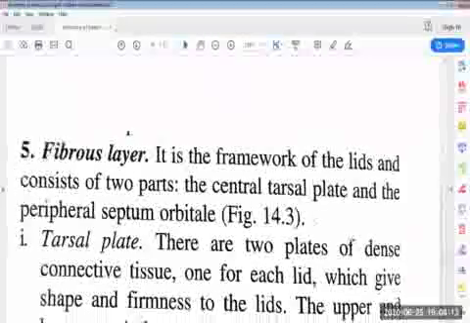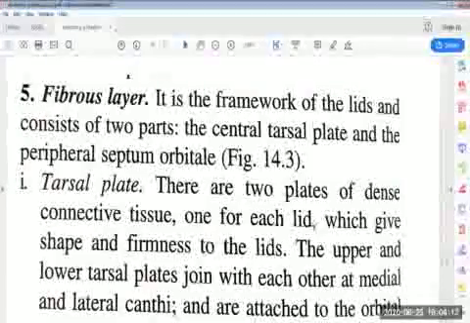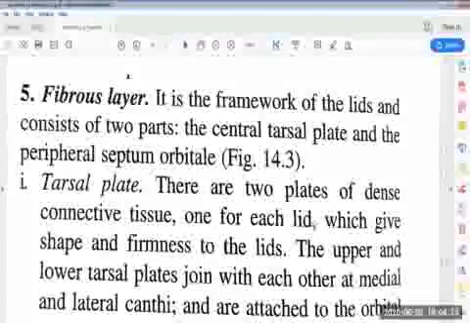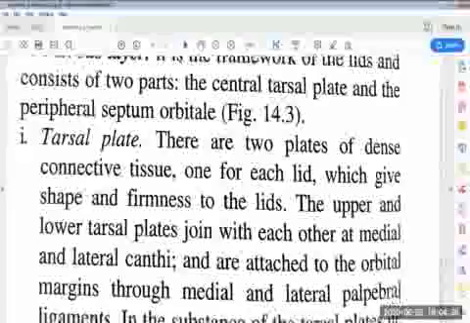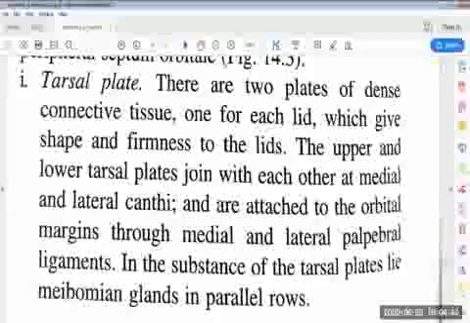Then the next layer in the eyelid is the fibrous layer. It is the framework of the lids and consists of two parts: the central tarsal part and the peripheral septum orbitale. I will show that in the image. The tarsal plates are two plates of dense connective tissue, one for each lid. Means in each lid we have a plate of connective tissue which gives shape and firmness to the lids. This is the function of the tarsal plate. The upper and lower tarsal plates join with each other at the medial and lateral canthus.